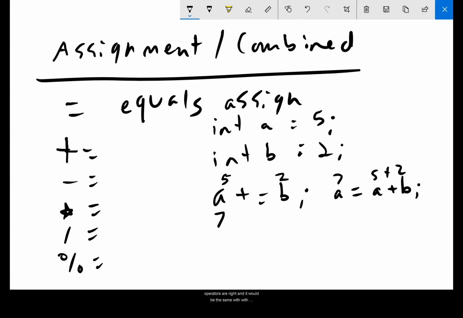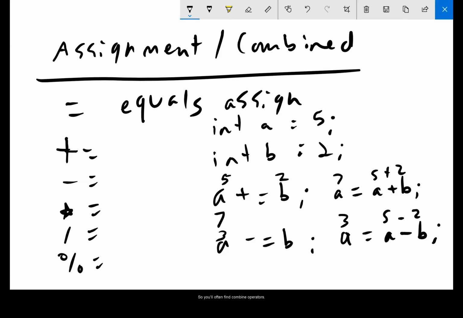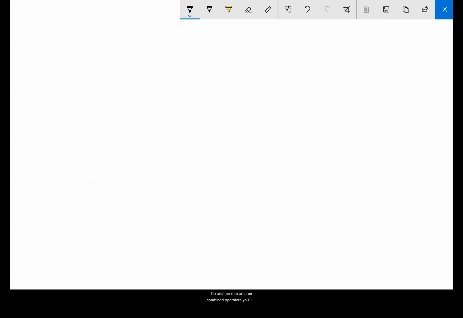And it would be the same with, you know, if you did a minus equals b, okay? That's the equivalent of going a equals a minus b, all right? And so you got 5 minus 2 gives you 3, and so the same thing, your answer here is 3. Okay, so you'll often find combined operators, all right? Let's do another one. Another combined operators, you'll see these plus plus and minus minus.